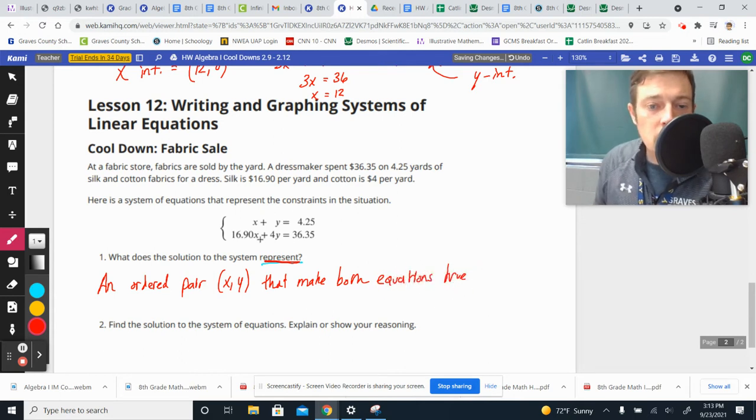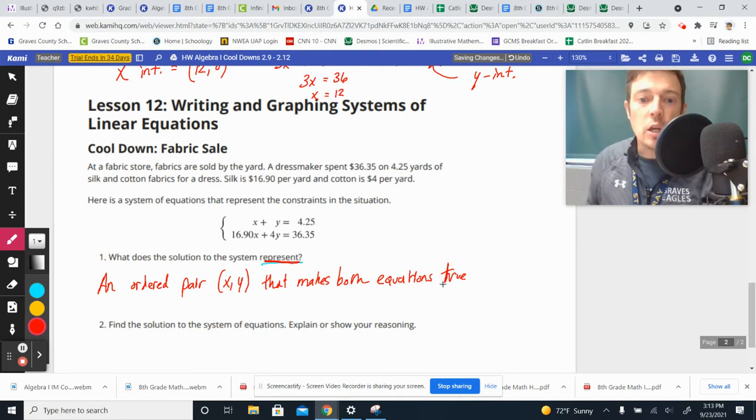This is going to represent a total number of yards, 4.25, priced at those prices that equal that total for her. It's going to meet both of those constraints and make them both true. That's the word true there. Sorry, my T didn't come out very good. All right, it's an ordered pair X, Y that makes both equations true. That's what the solution to this system is going to do.